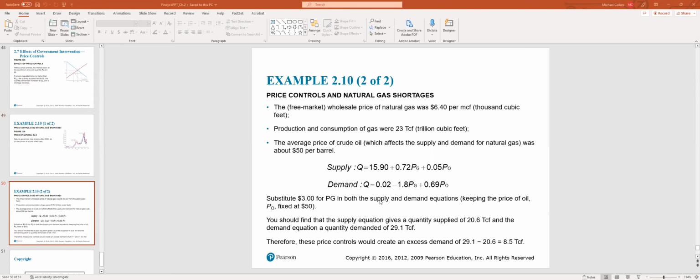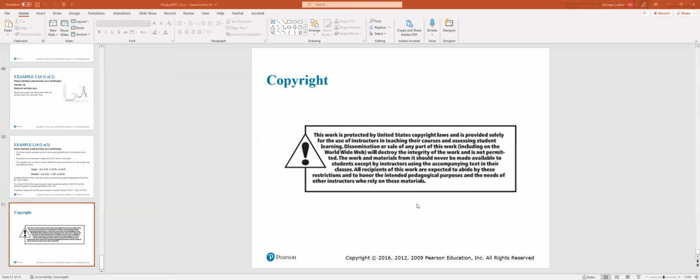Substitute $3 for PG in both the supply and demand equations. You should find that the supply equation gives a quantity supplied of 20.6, and the quantity demanded is 29.1. Therefore, the price controls would create an excess demand of 8.5 units.